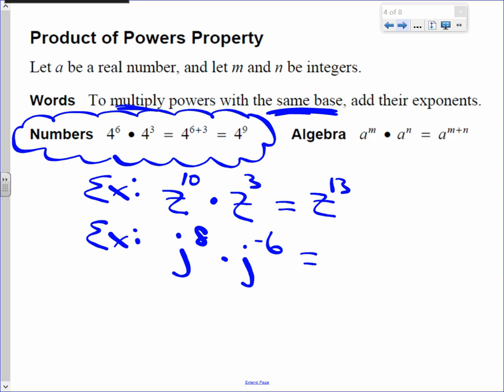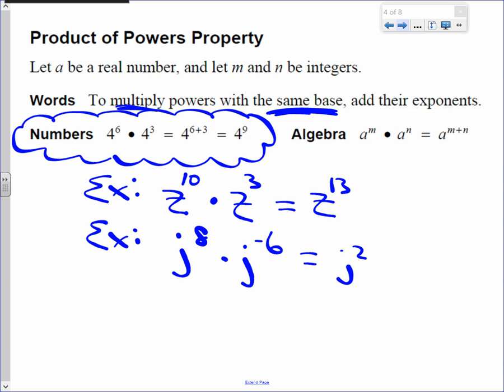So what is 8 plus negative 6? Is that really that bad? I mean, come on. Same base, you're multiplying, add the exponents. Come on, that's it. Relax. Not a big deal.